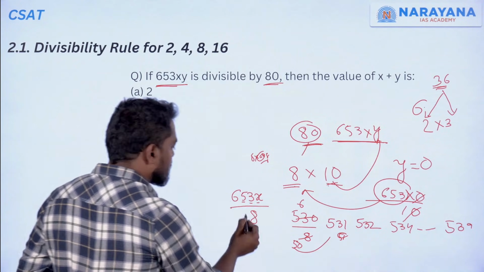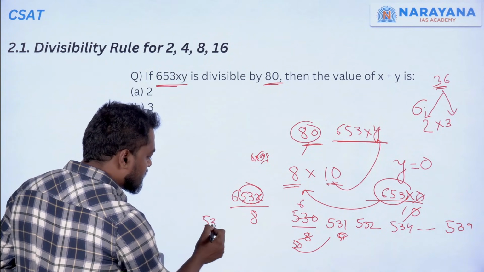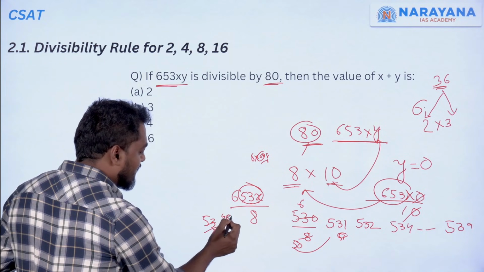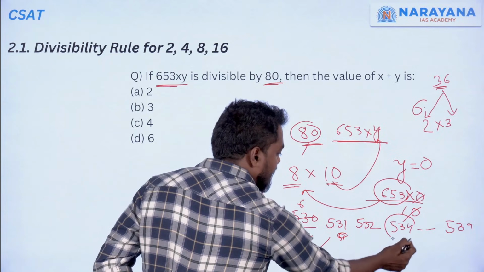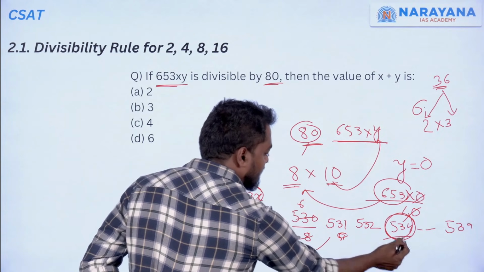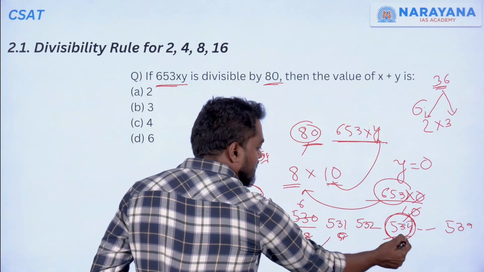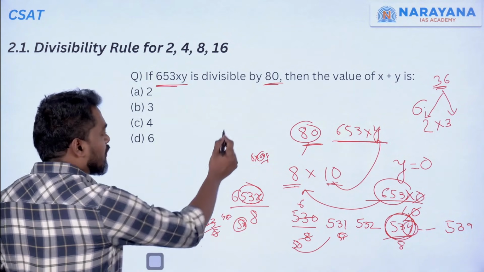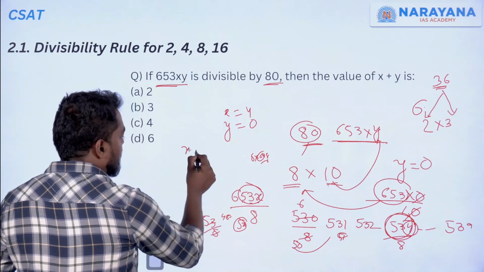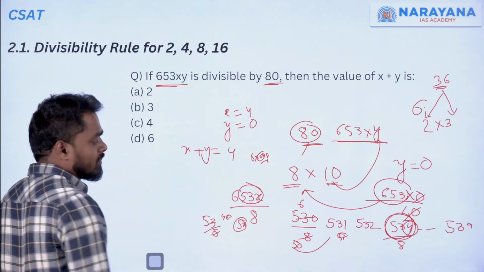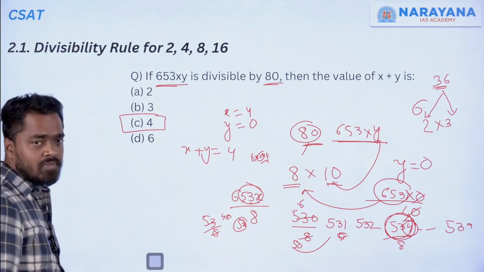One minute. So this number 53, 8 sixes are 48 and 5 and x. So 54. So 534 is divisible by 8. Understood? So what is the answer? What is the value of x? That is 4. So x is 4, y is 0. What is the value of x plus y? That is 4. So the answer is C.